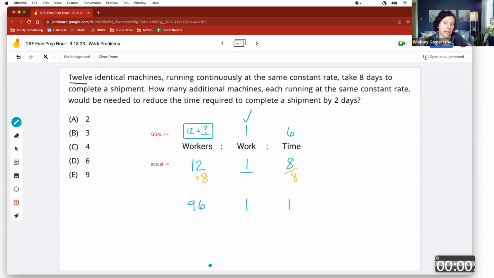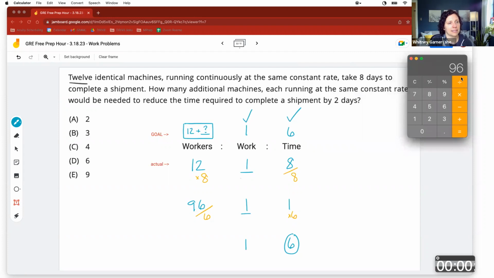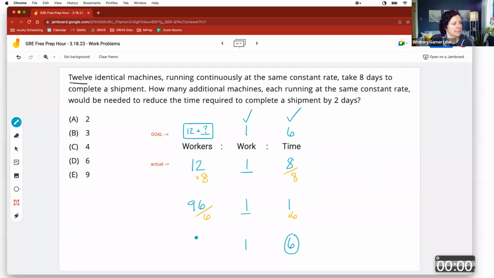So here's what I know now. 96 workers can do one shipment in 1 day. I'm going to go up to 6 days. And so I'm going to multiply this by 6, which means I divide this one by 6. I've held this one constant again. This is 1. This is 6. It's where I want it, right? I've got that one locked in. And now I just need to figure out what is 96 divided by 6. So we'll do 96 divided by 6, 16.